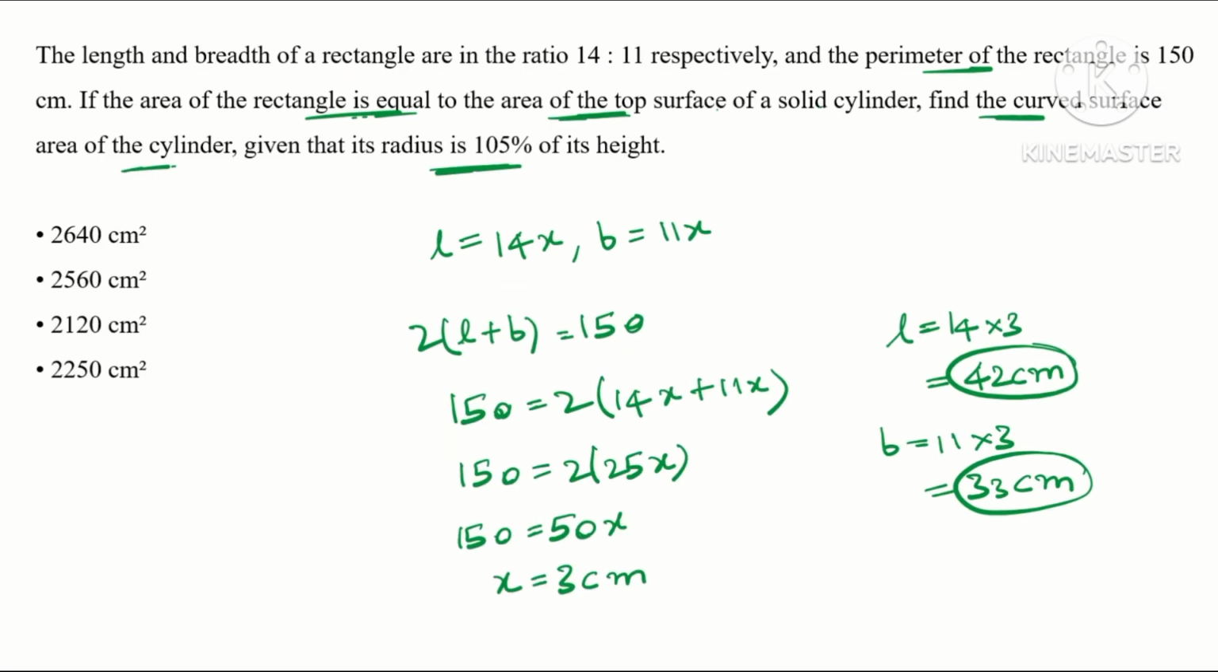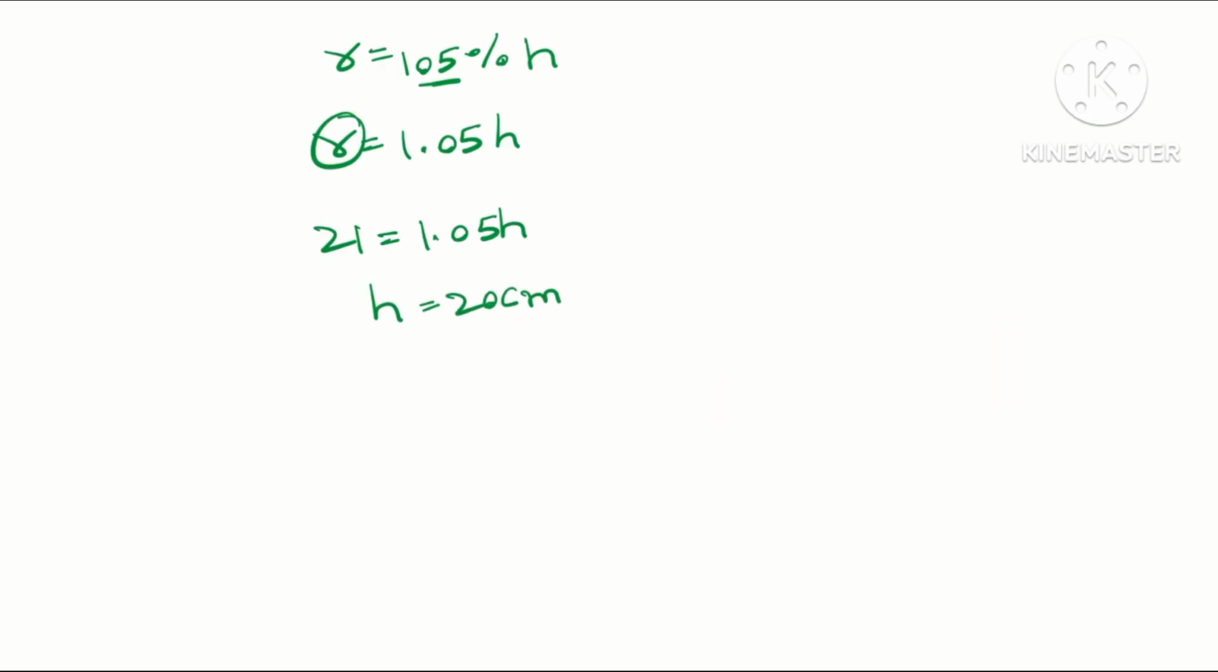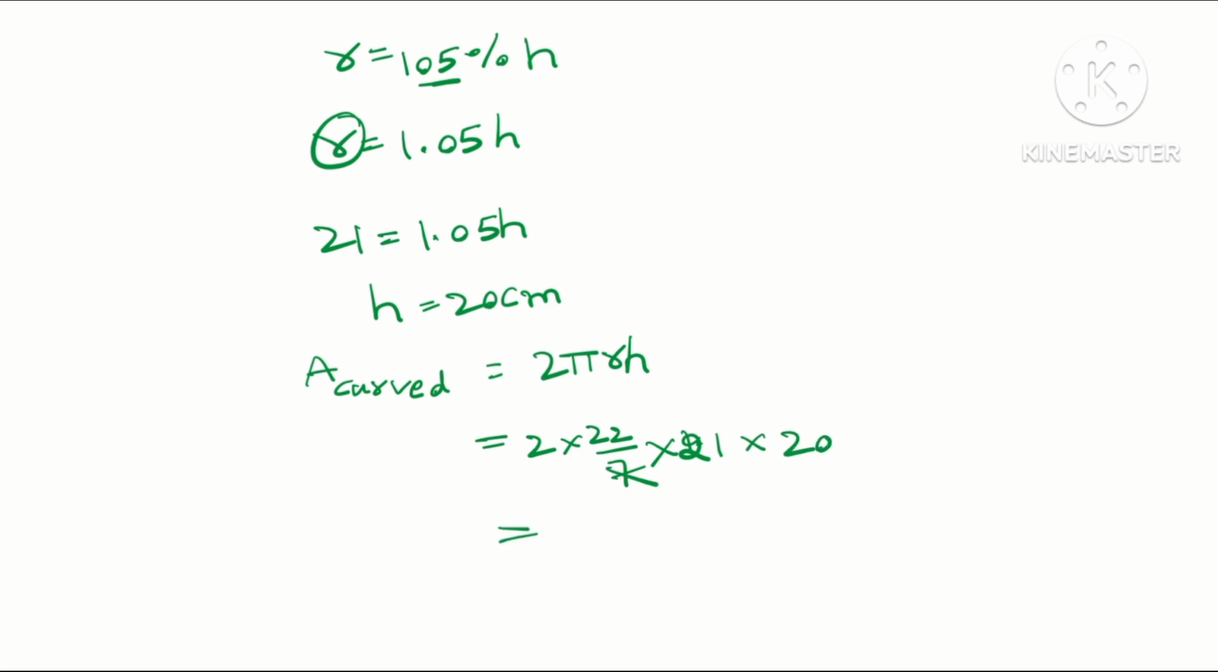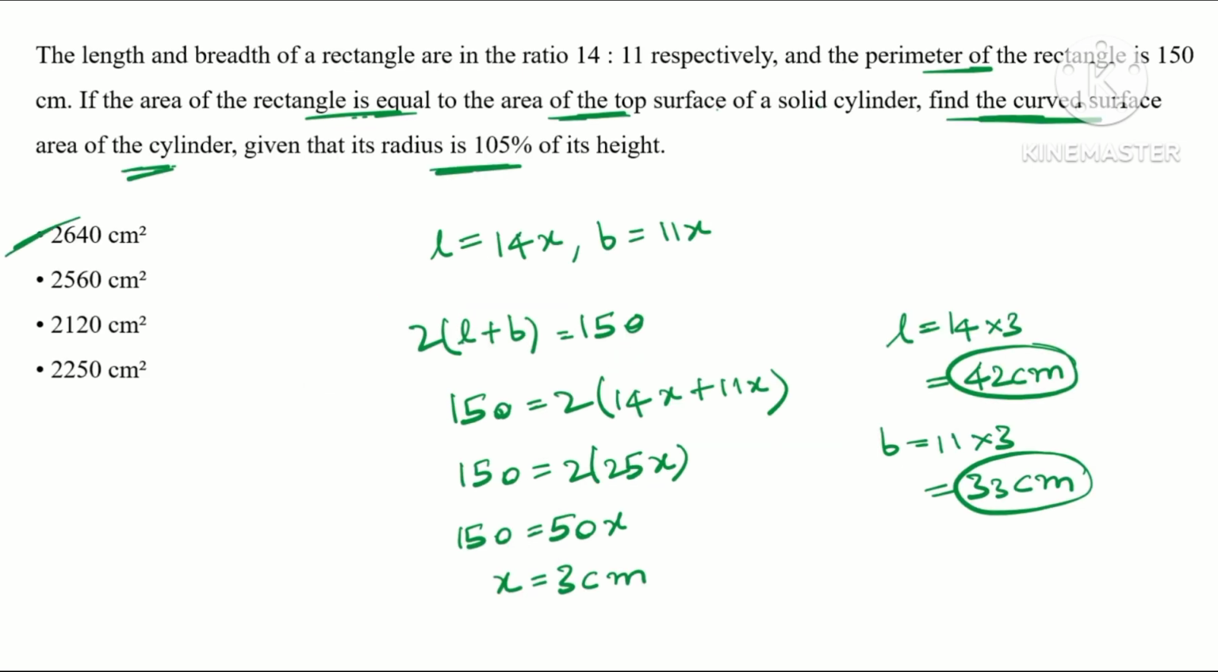In the question they are asking to find out the curved surface area of the cylinder. We know a formula. Curved surface area of the cylinder is 2 pi r h. 2 into 22 by 7 into r is 21 and h is 20. 7 ones are 7, 7 threes are 21, so 44 into 60 is 2640 centimeter square. So this is the right answer.